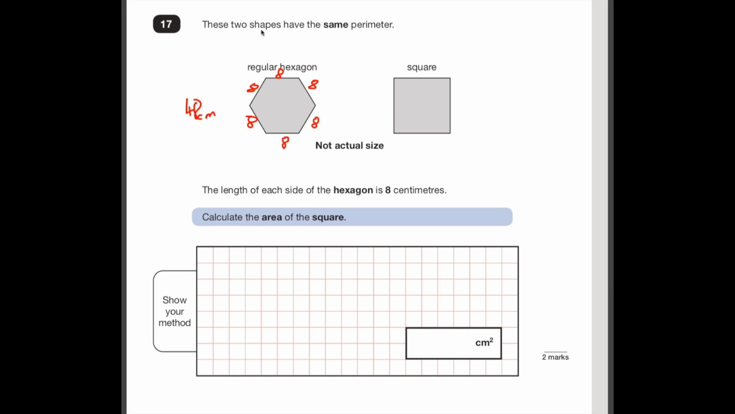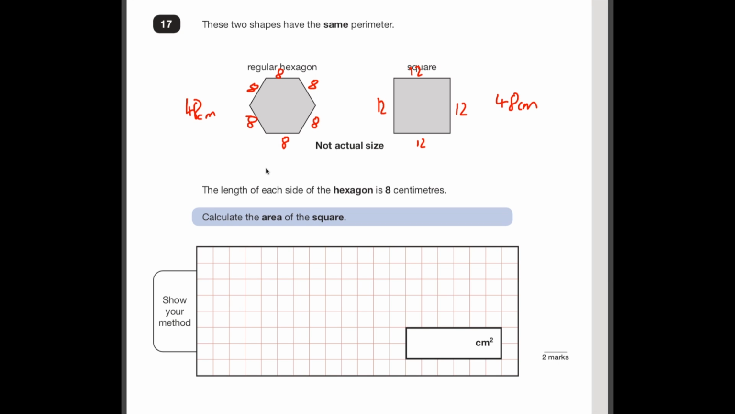Now it's also said that the two shapes have the same perimeter, so we know then that the square also equals 48 centimetres for the perimeter. So how are we going to find each side of the square? Something that makes a square special is that every single side is the same length. So what we could do is divide 48 by the number of sides, which is 4, to give us each length. So 48 divided by 4, you should know, is 12. So each side is 12. If you were to add these up, you would also get 48 centimetres.